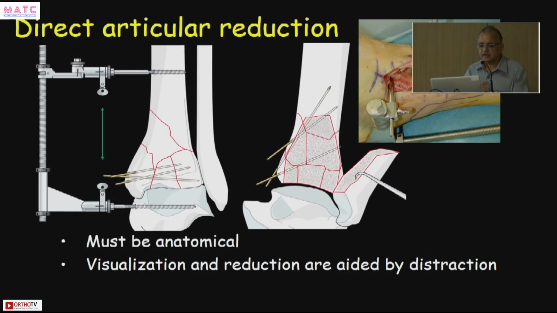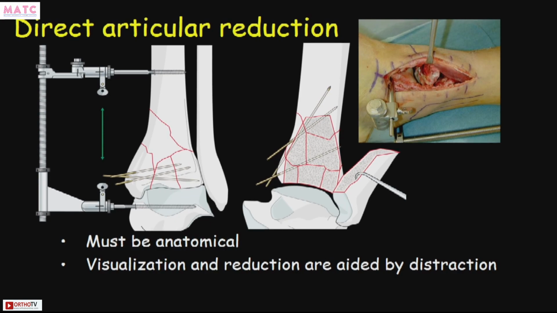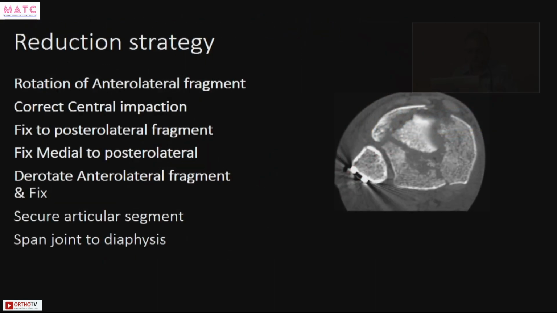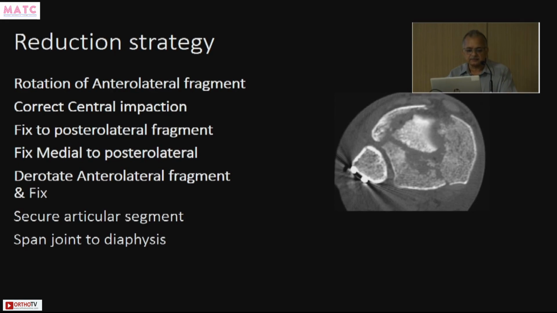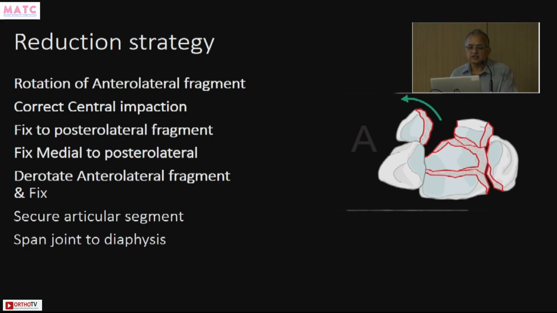How do you reduce the articular segment? It has to be anatomical, and for that a good exposure of that articular block is a must. So visualization and reduction are aided by distraction. You can use a temporary distractor, take an exposure and expose these fragments. Now, what is a reduction strategy? First, you rotate the caput fragment. The anterolateral fragment has to be rotated out so that you can work on the articular block inside, on the anterior and the die punch fragment.